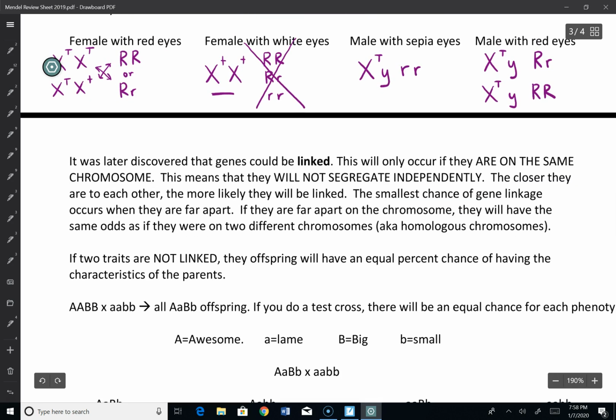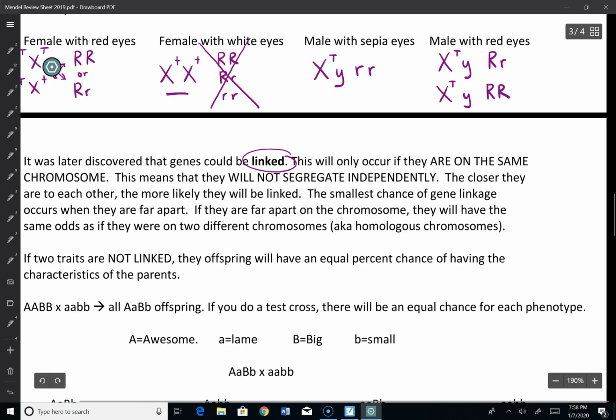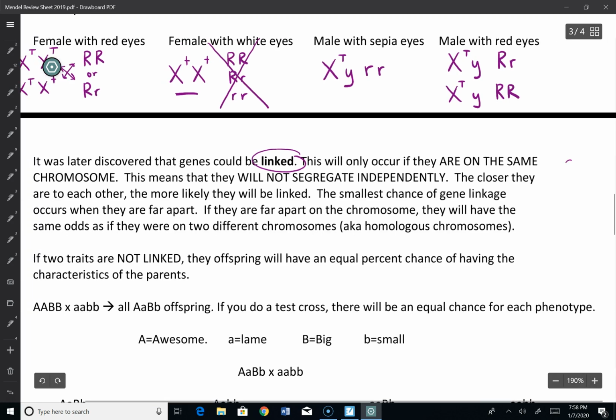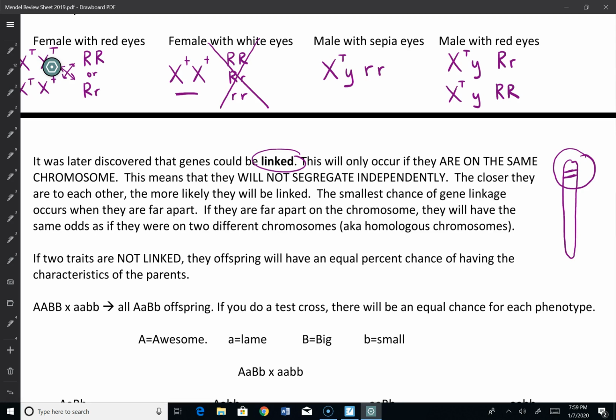Okay. Well, later on, as fate would have it, after all this stuff, they discovered that some genes were known as linked. Now, what that meant was, if you had a chromosome like this, and you had two genes that were right next to each other, when crossing over occurs, which means it takes a little piece of one chromosome and swaps it with another one, those two traits are likely to go together, hence the term linked. Now, it's not guaranteed, but it's highly likely. So that means that they will not segregate independently if they are linked.